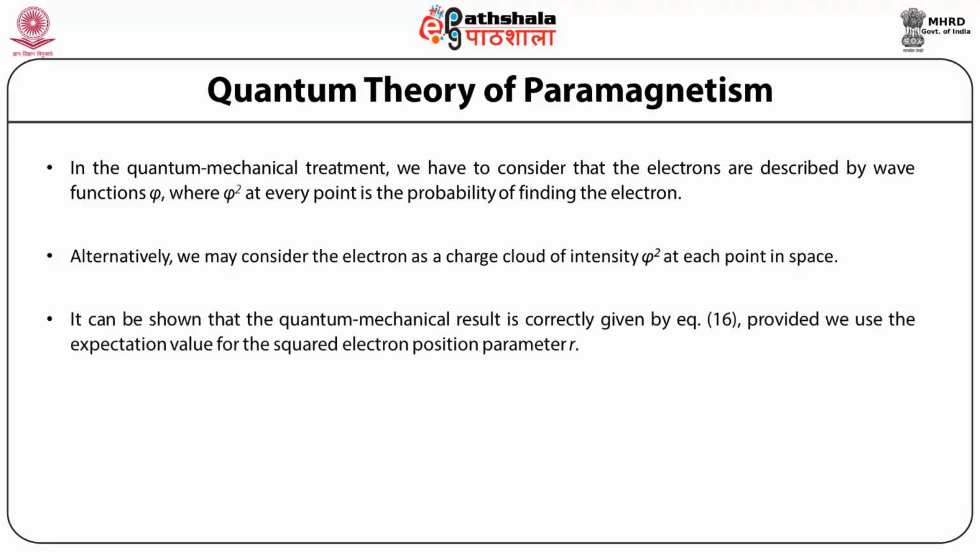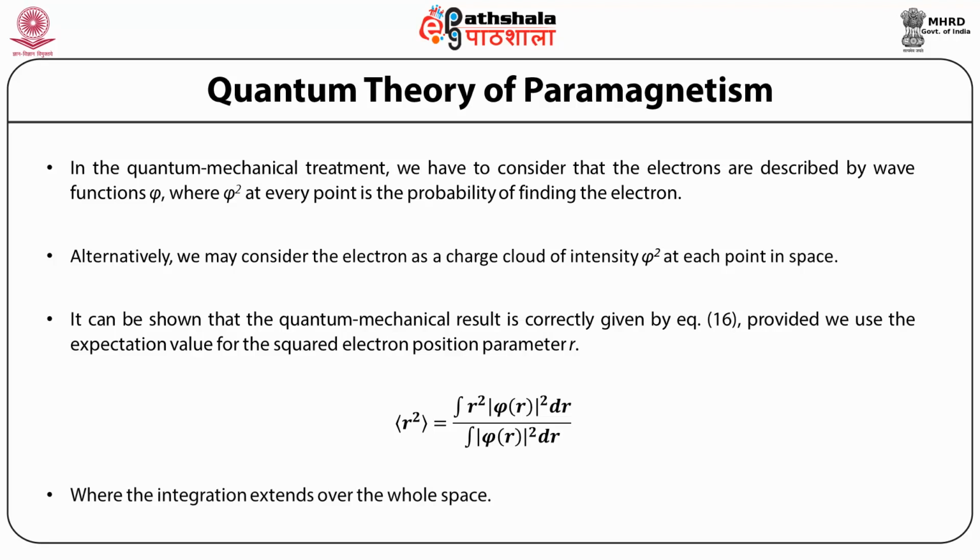It can be shown that the quantum mechanical result is correctly given by equation 16, provided we use the expectation value for the squared electron position parameter r. That is, the expectation value of r square is equal to the integral of r square mod phi square d tau over the integral of mod phi square d tau, where the integration extends over the whole space.